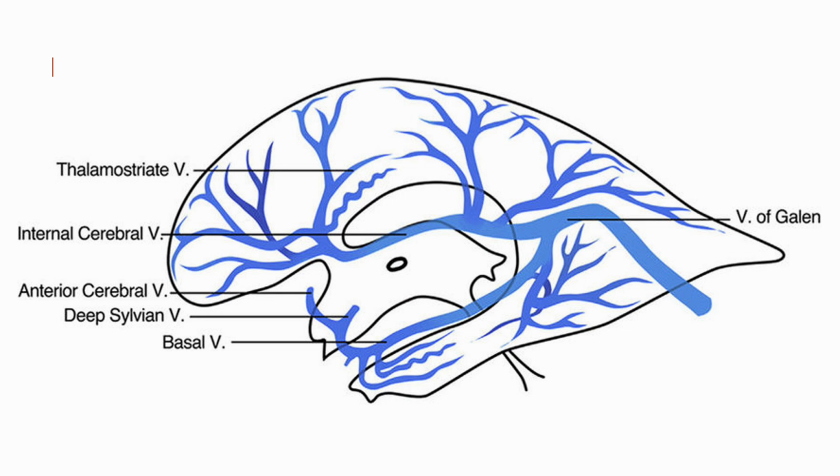The deep cerebral veins are composed of the internal cerebral veins, great cerebral vein of Galen, basal, and occipital veins. The deep cerebral veins drain blood from inside the hemispheres and join nearby sinuses.